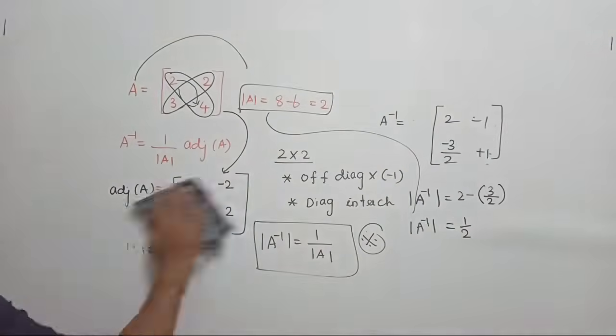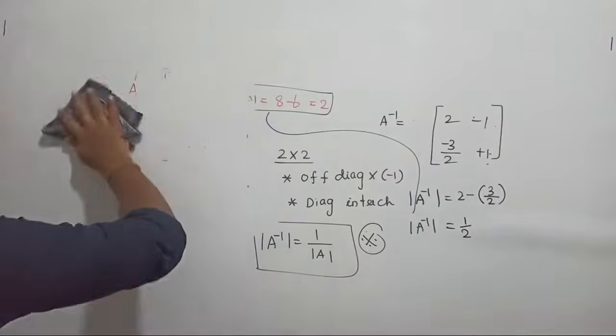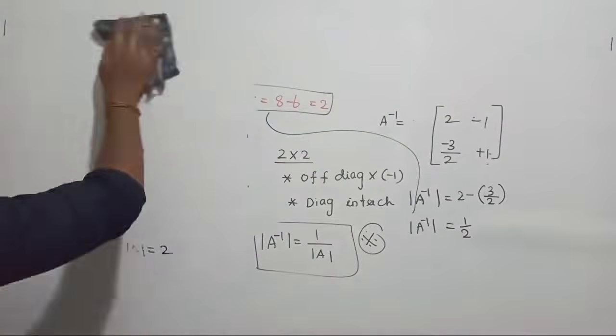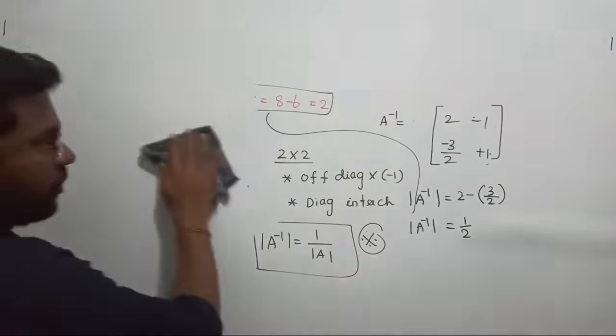So let me rub this one. Take small values, right? You have to understand that's all. That is enough, right? Let me rub this one.